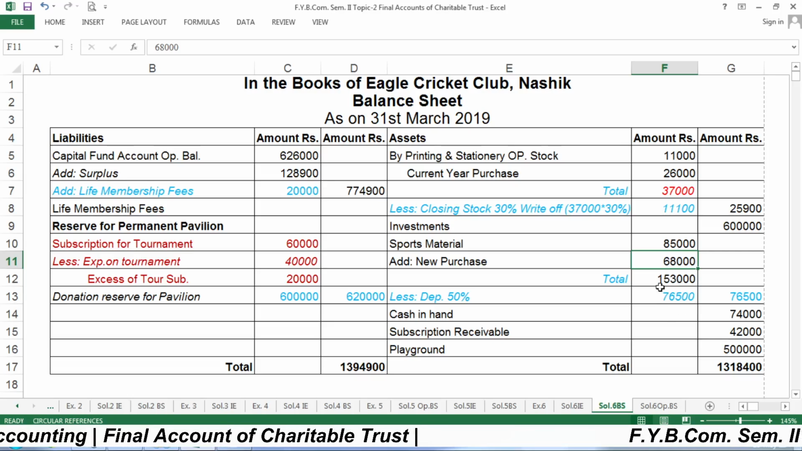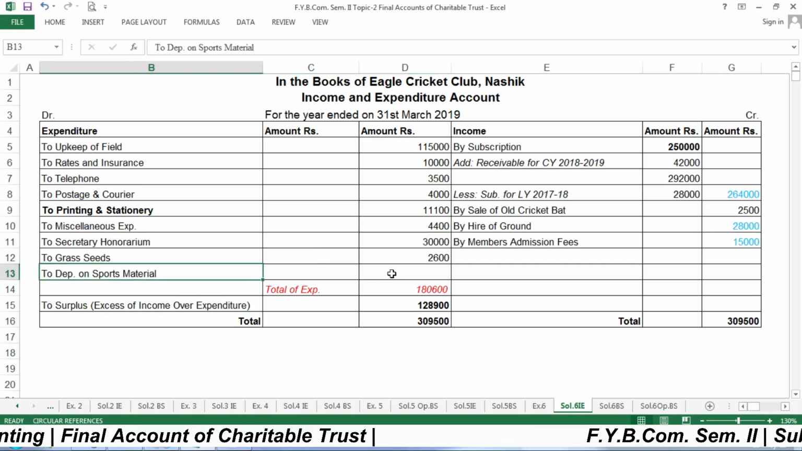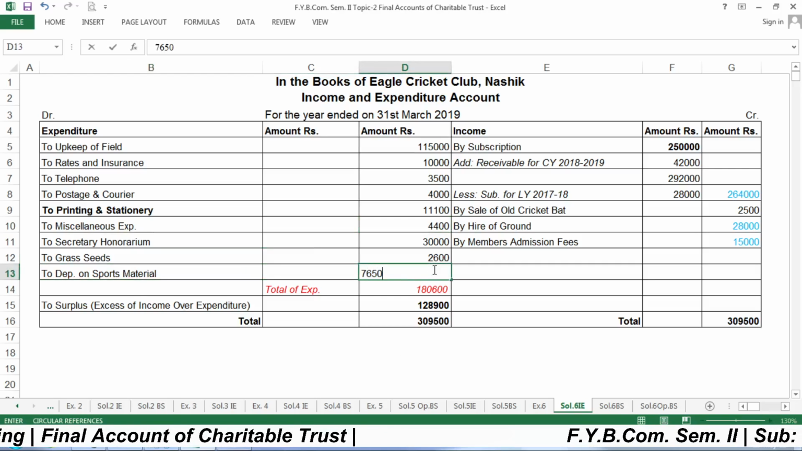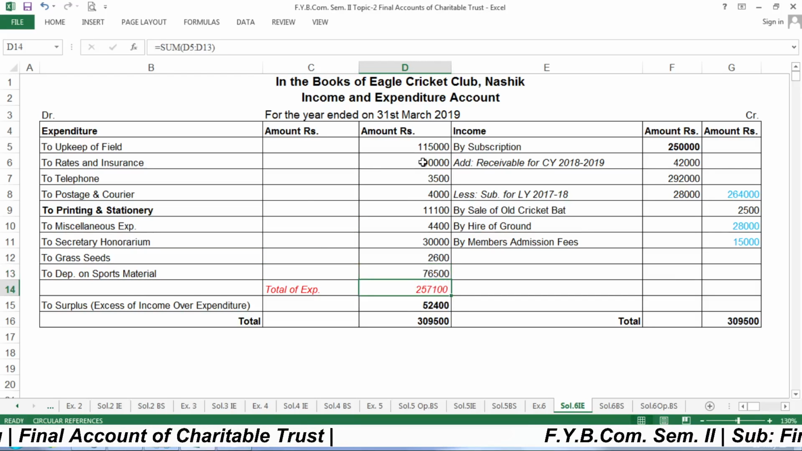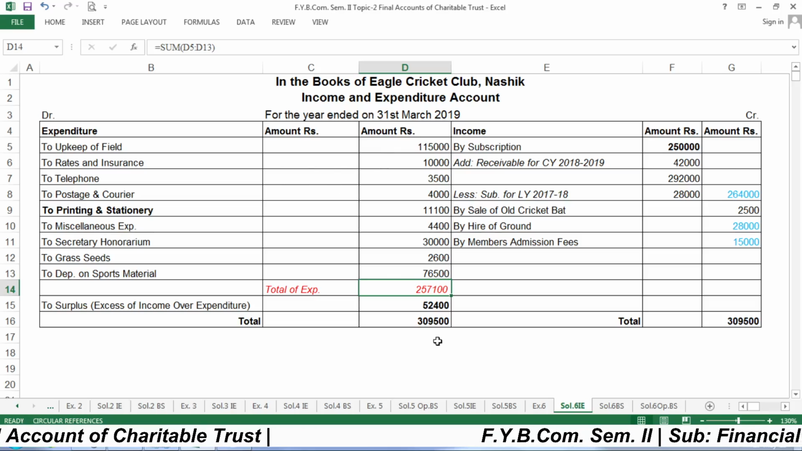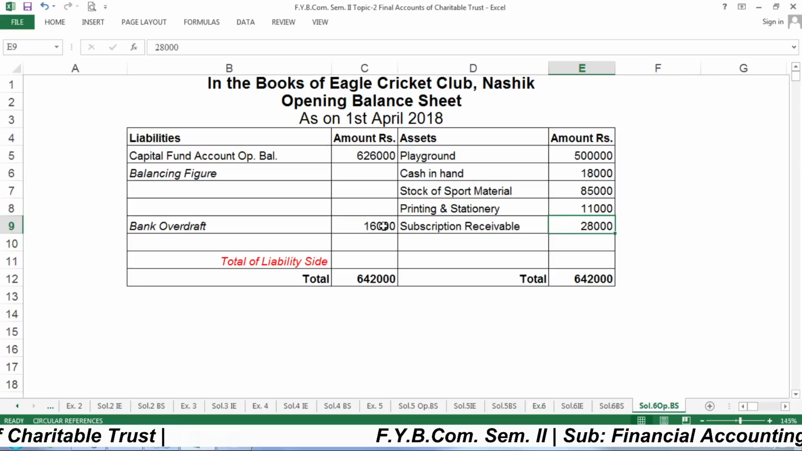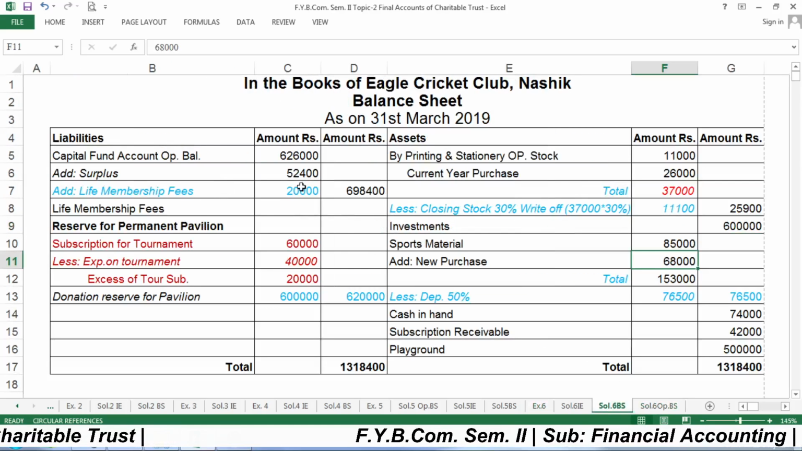This 76,500 is our depreciation, so we will mention depreciation on sports material, that is 76,500, on the debit side of the income and expenditure account, or we can say on the expenditure side. After this, we have an adjustment of life membership fees to be capitalized. We received the life membership fees of rupees 20,000, which we have already capitalized on the liability side, that is life membership fees of rupees 20,000.